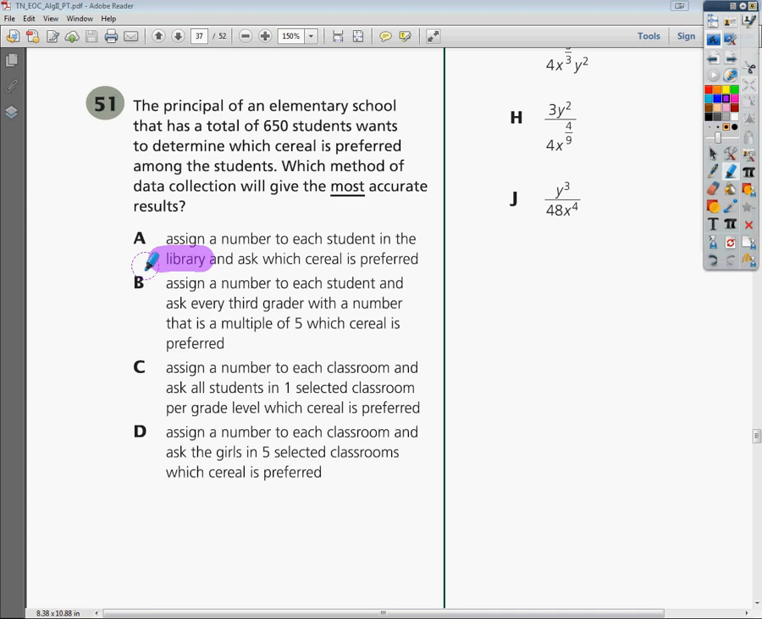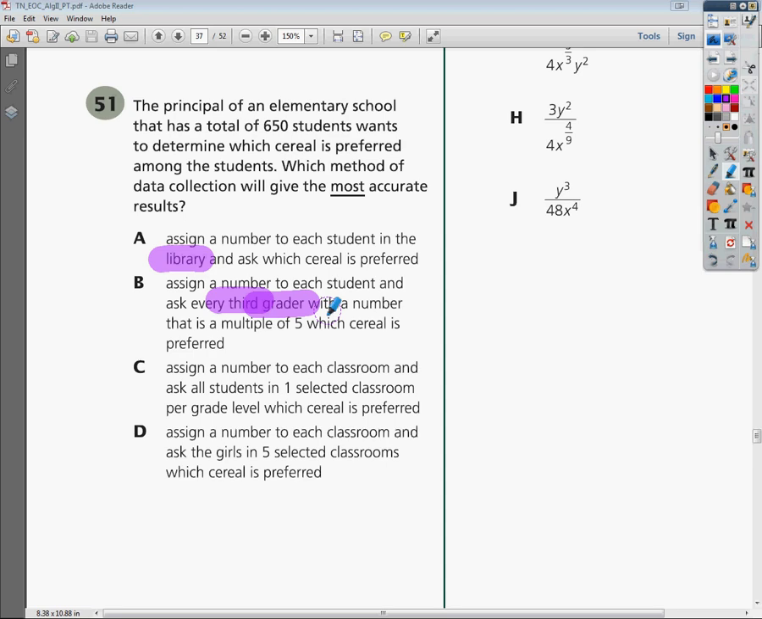B says, assign a number to each student and ask every third grader with a number that is a multiple of 5 which cereal is preferred. So in this case, we're only asking third graders. I don't really know that's the best method, because you have kindergarten, maybe even preschool, all the way up to 6th grade in elementary school. Tastes change. Little kids tend to like super sugary things, and when people get older, they may change their mind. So I don't know if third graders are the best representative group, even if they're in the middle.